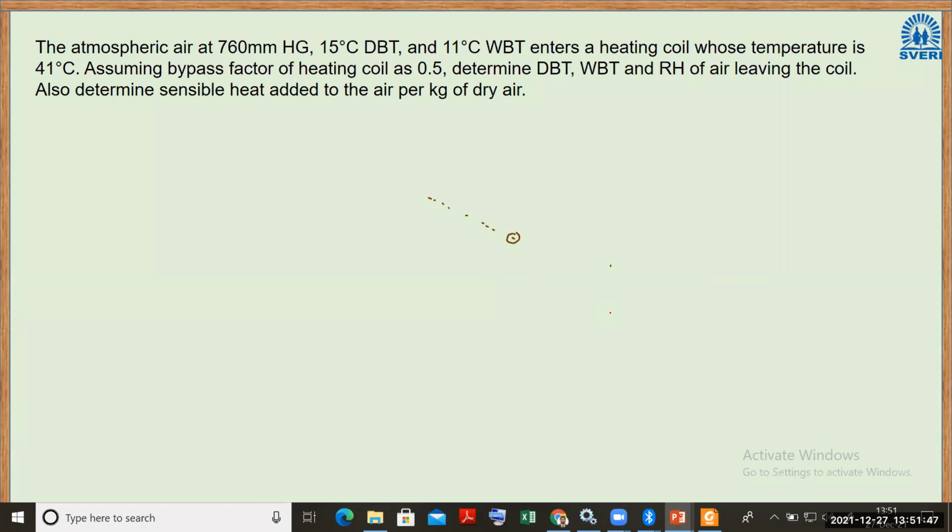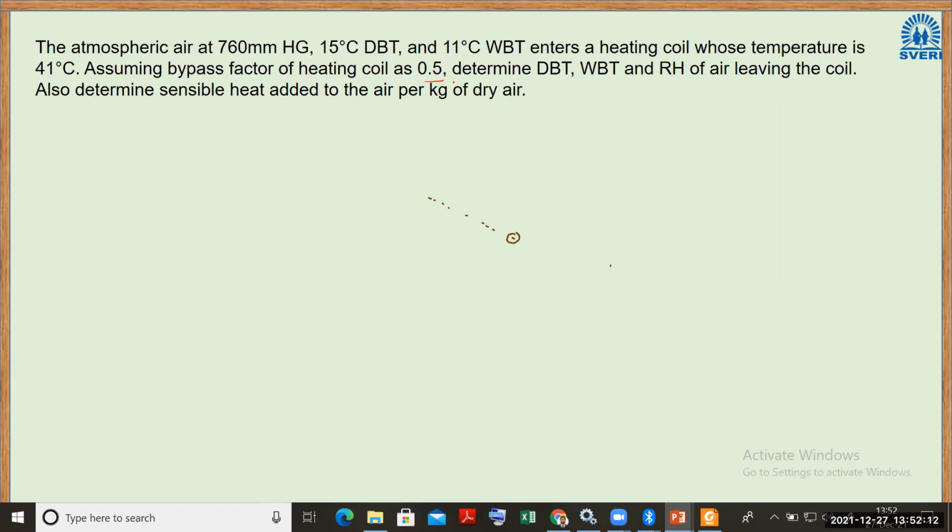This needs a little more calculation, but we'll solve it ultimately. The atmospheric air is at 760 mm Hg, which is nothing but the atmospheric pressure, at 15 degrees Celsius DBT and 11 degrees Celsius WBT. It enters a heating coil whose temperature is 41 degrees Celsius. Assume the bypass factor of the heating coil is 0.5.